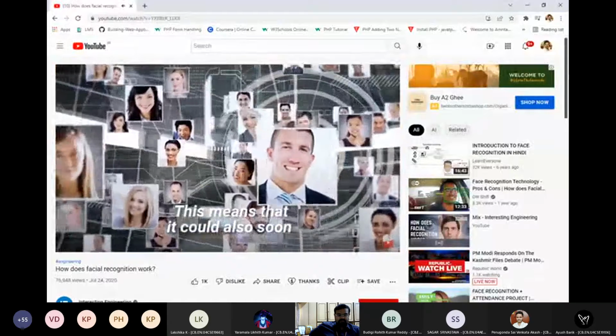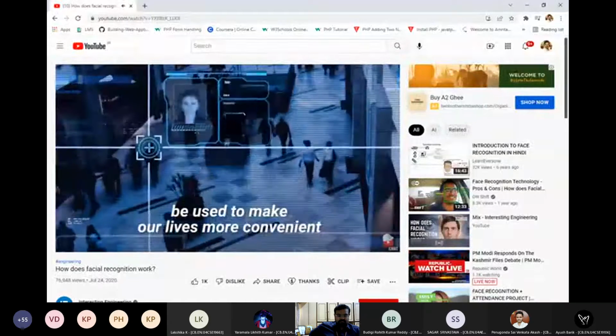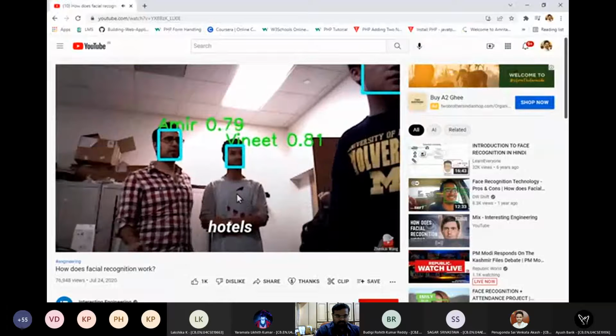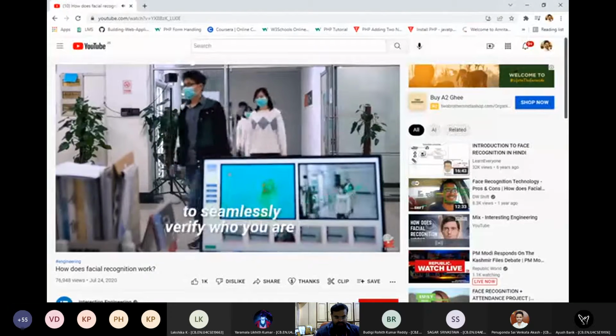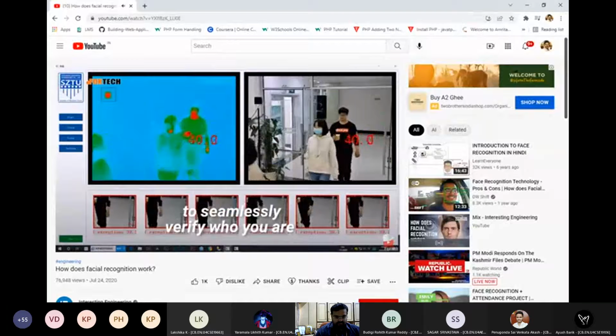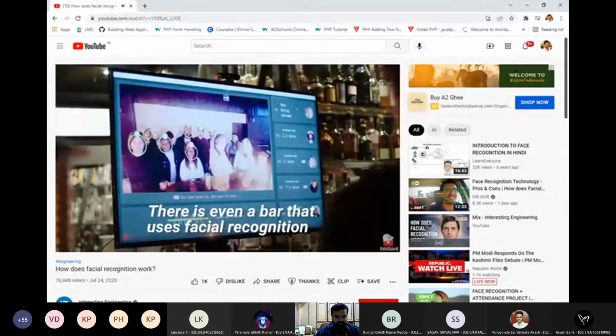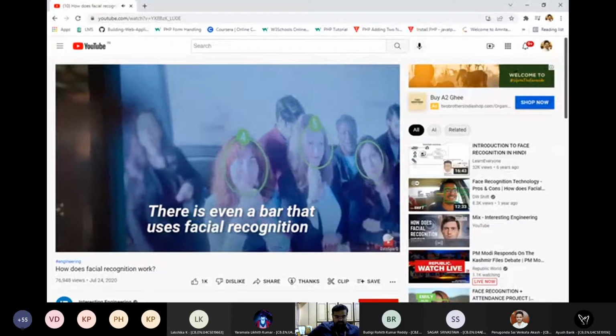Facial recognition technology is getting faster and more accurate every year. This means that it could also soon be used to make our lives more convenient. Using your face print, businesses, hotels, and financial institutions will be able to seamlessly verify who you are without the use of a physical ID. There is even a bar that uses facial recognition to create better service for customers.